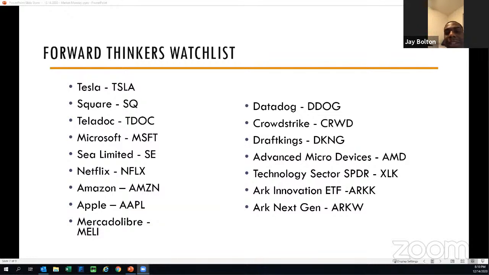Buy that. Sea Limited is a great stock. Netflix is a great stock. Amazon, of course, is a great stock. Square, Microsoft. Any of these on these lists, I believe in. I just want to give you guys some value that you can pick from on the list.